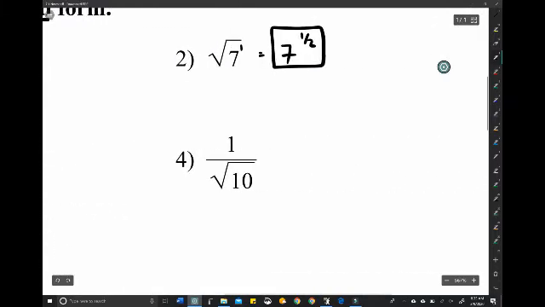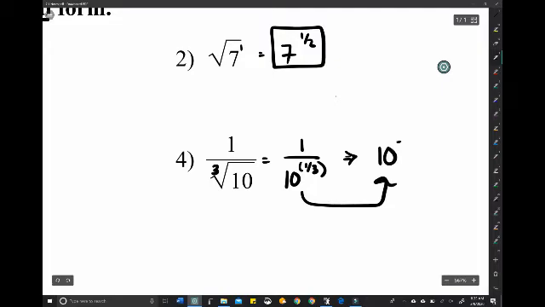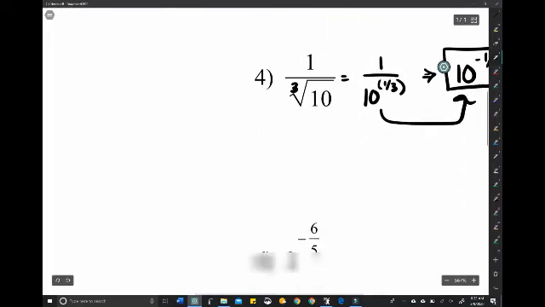The last idea here. Let's just change this one up. Let's make it a 3 out here. Why not? Equals 1 over 10 to the 1/3. You don't necessarily need the parentheses there, which, since it's in the denominator, is just 10 to the negative 1/3. And you're done.